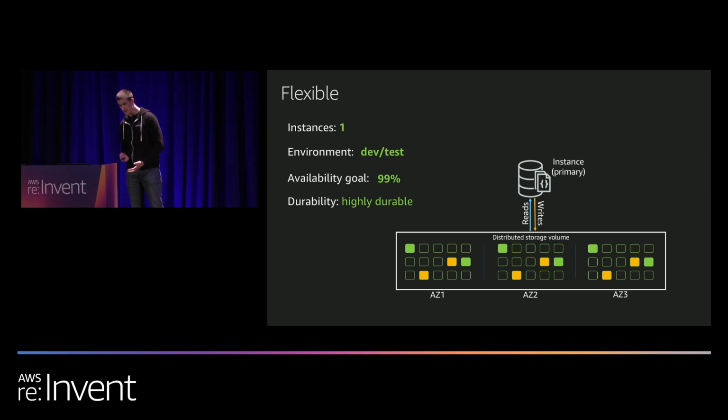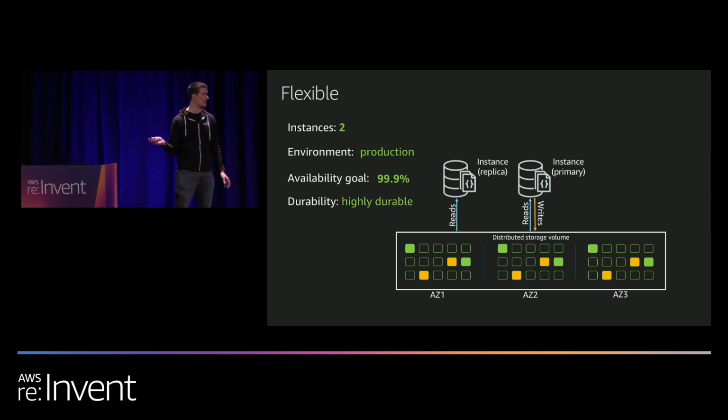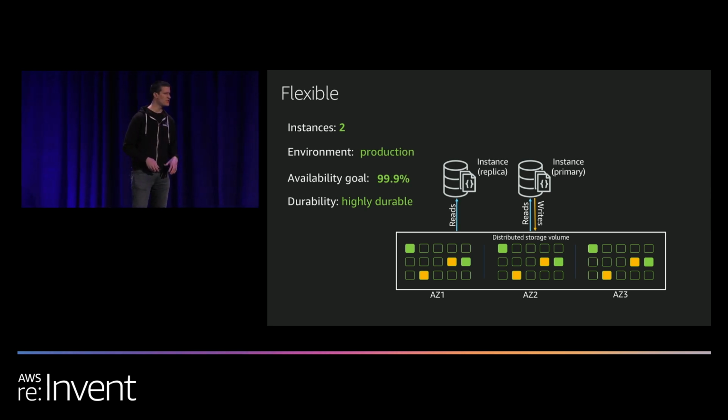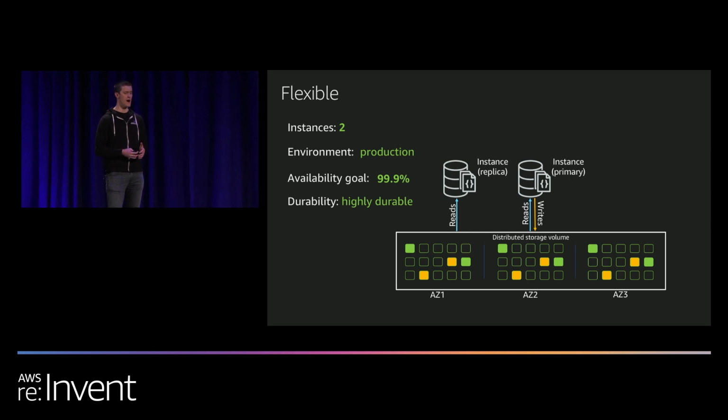So you can have a 1 instance cluster, still highly durable, probably a dev test scenario, right, because you don't have a failover target, but it allows you to cut your cost by 66%. You don't need 3 instances. Now, as your application matures and you want to go into, say, production, you can add another instance, and your high availability goal goes up, data's still highly durable, right, not a function of how much compute you have.